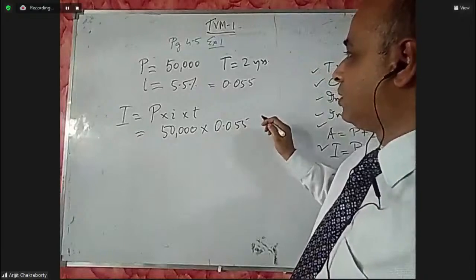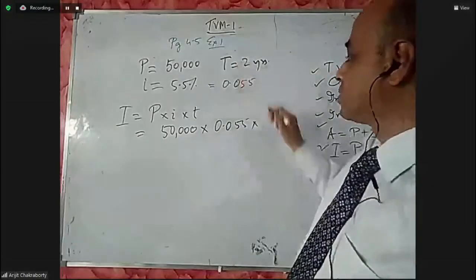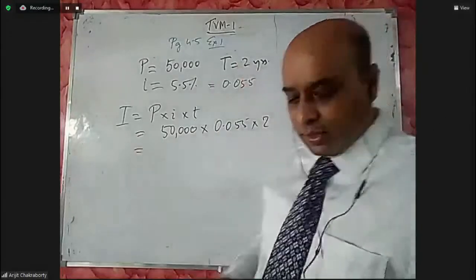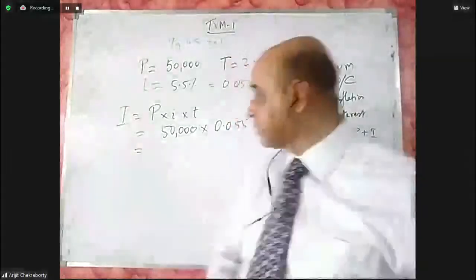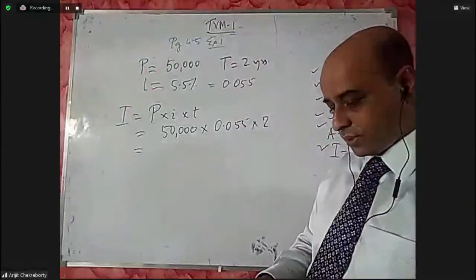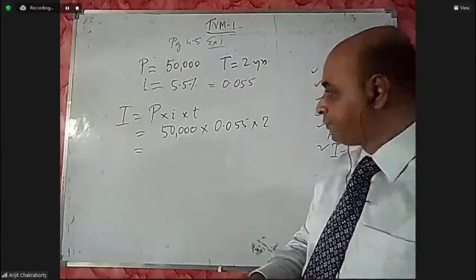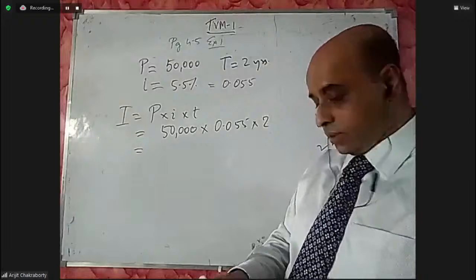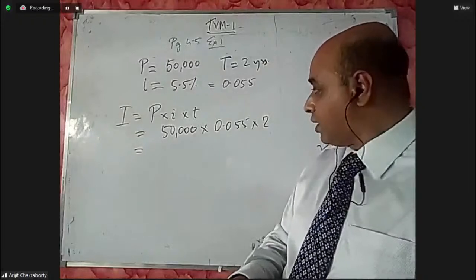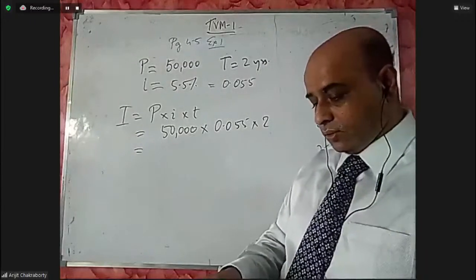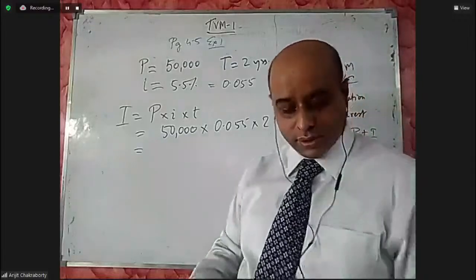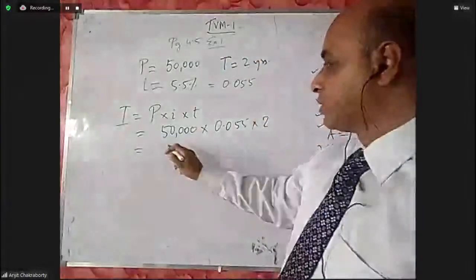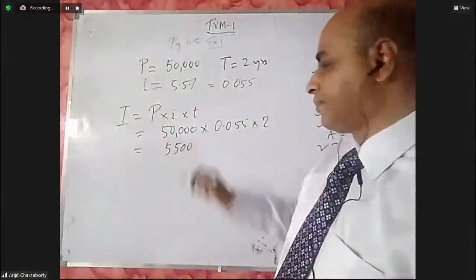0.055 into the time, which is 2 years. Let me just use my calculator and find out. Just a sec. You can also do it with me and see. 50,000 into 0.055 into 2. Okay, this gives me 5,500. So the interest is 5,500.